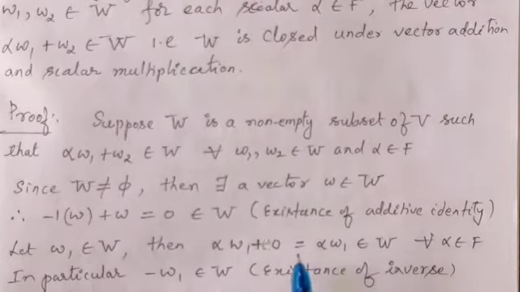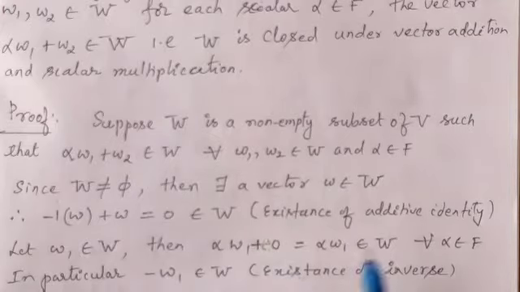Now next, if I take in particular alpha equal to -1, this is for all alpha, right? Therefore if I take alpha equal to -1, what happens? -1 times W1 belongs to W. So that means you have taken W1 and you have proved that minus W1 belongs to W. So what does it prove? It proves the existence of inverse.